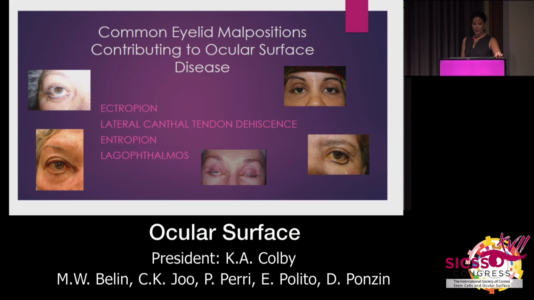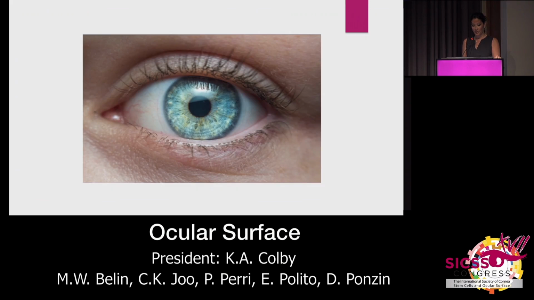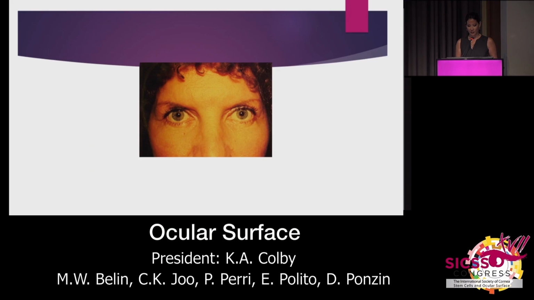These are the common eyelid malpositions contributing to ocular surface disease. We most commonly see ectropion, lateral canthal tendon dehiscence, entropion, and lagophthalmos, and we'll talk about each of those and how we can address those. The normal eyelid position should be, the upper lid should be about 1 millimeter below the superior limbus, and the lower eyelid should be at the inferior limbus. So if you have variation from that, then you have to consider fixing those eyelids to protect the corneal surface.